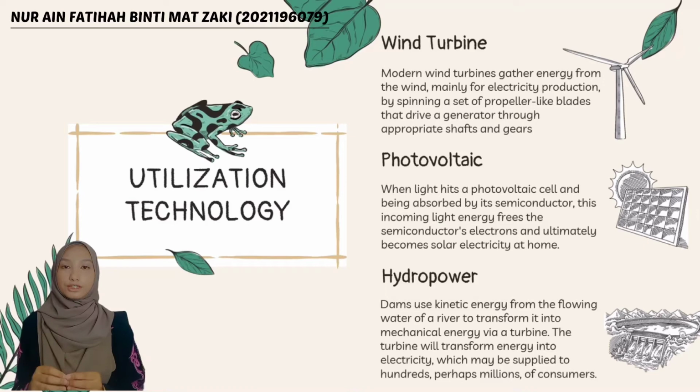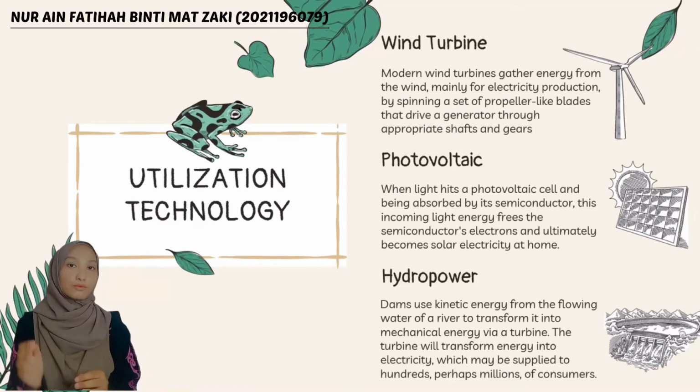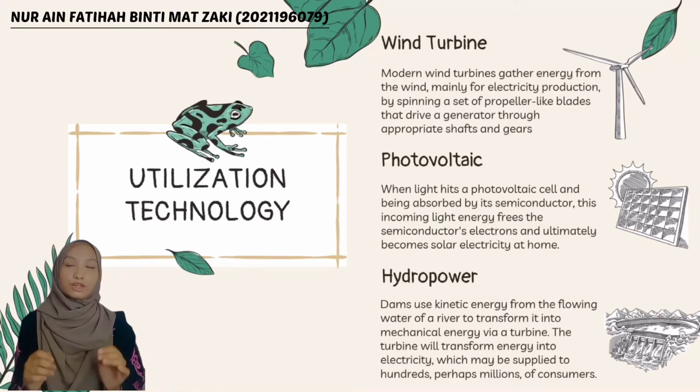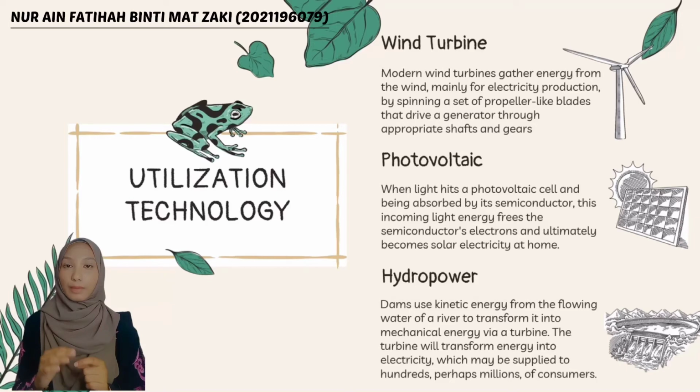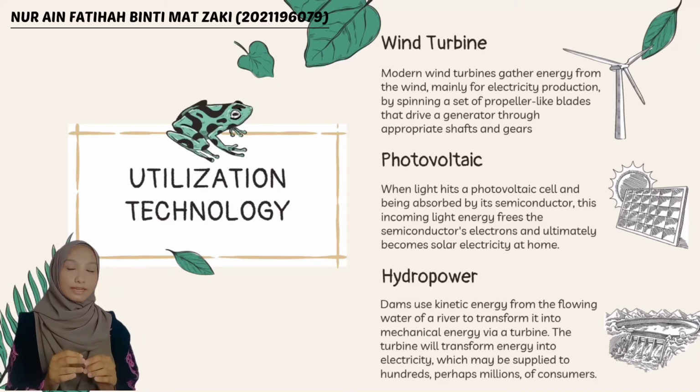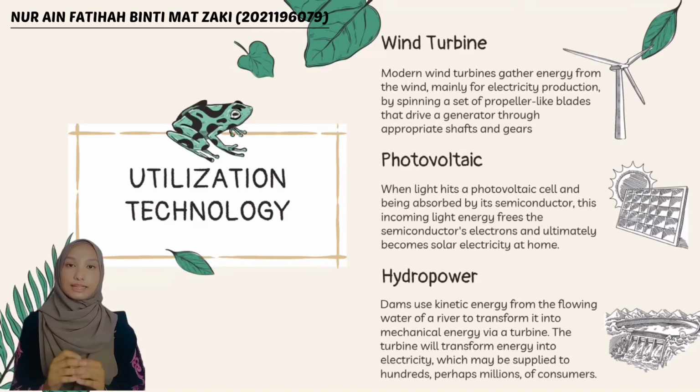Furthermore, in order to utilize energy from the hydro, we can use hydroelectric power. Usually, dams will use the kinetic energy from the flowing water of a river to transform it into mechanical energy via a turbine. The turbine later will convert the mechanical energy to electrical energy, and it will be supplied to the consumer.